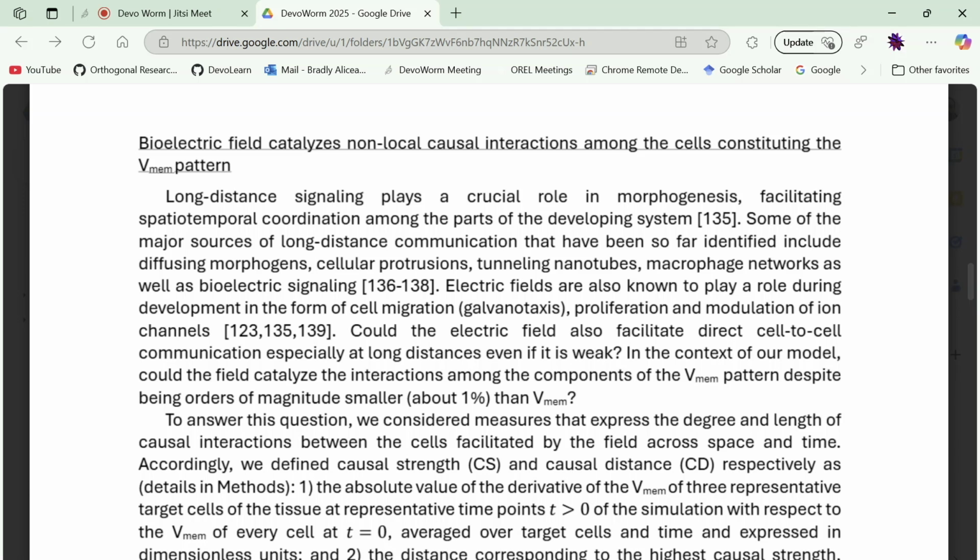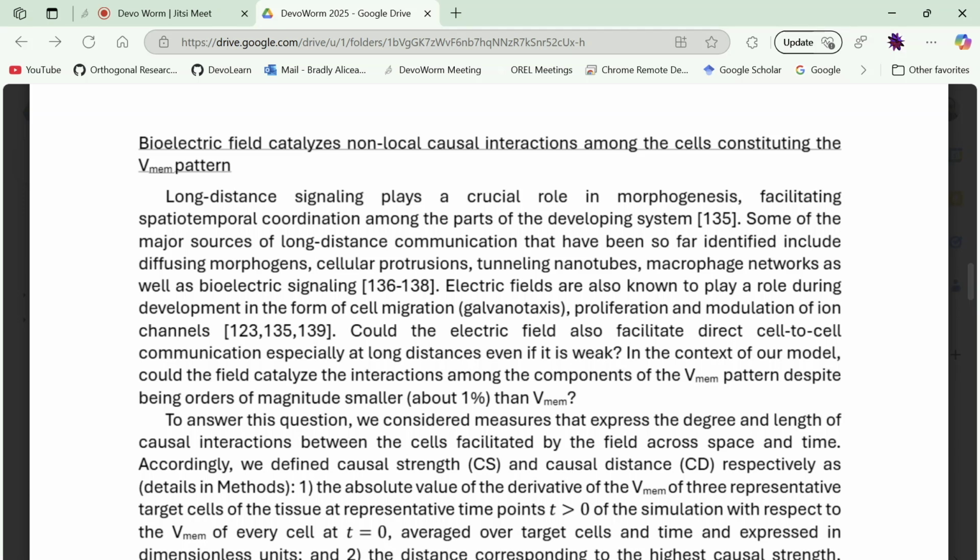So you get things that communicate locally, but also at long distance. And if you have long distance communication, you can have things that are intermediate between global and local pattern formation. Electric fields are also known to play a role during development in the form of cell migration, or what we call galvanotaxis, proliferation, and modulation of ion channels. And so the question is, could the electric field also facilitate direct cell-to-cell communication, especially at long distances, even if it is weak? So could we have this weak electric field facilitate direct cell-to-cell communication, but at long distances instead of locally, like what we are supposing with our neighborhoods and our local interactions?